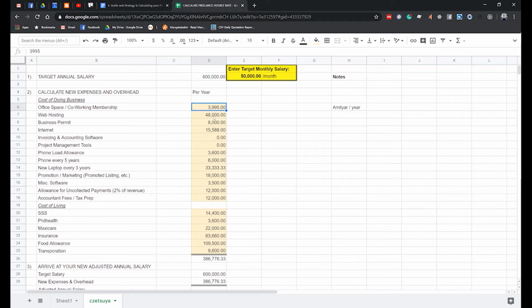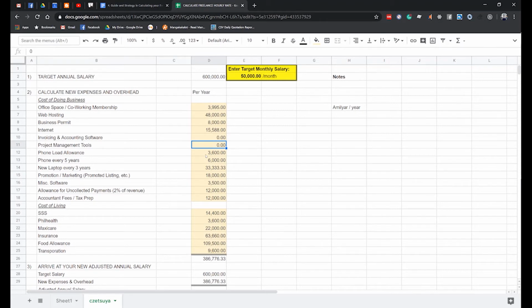And she has a website. It costs around 4,000 per month, so multiply that by 12 and we get 48,000. Her business is registered, so she's paying around 8,000 for the business permit, and then 15,000 for the internet. She's not using any invoicing or project management tools.